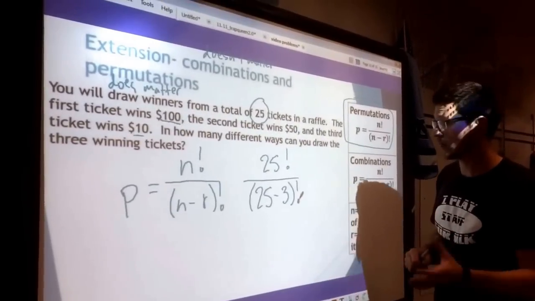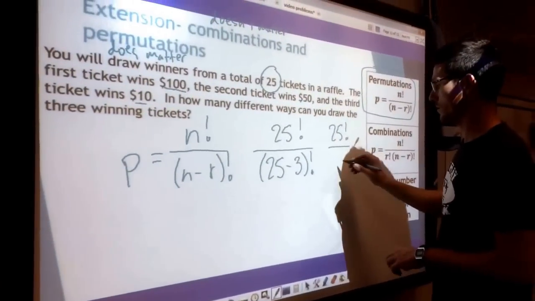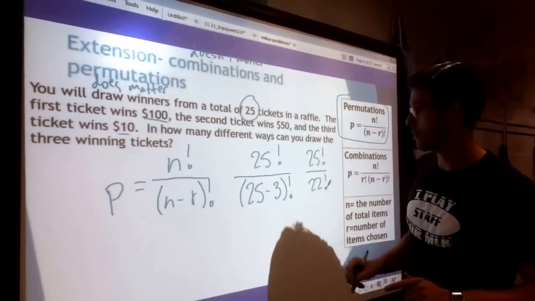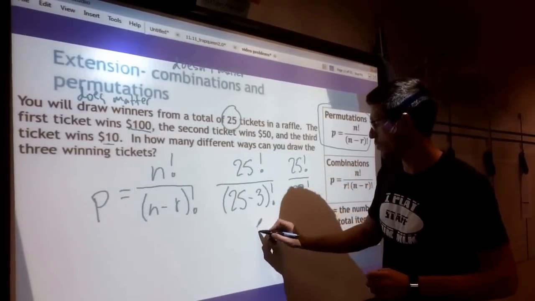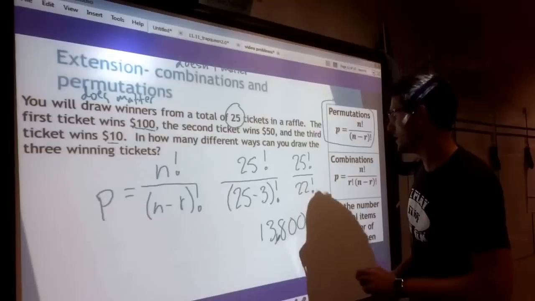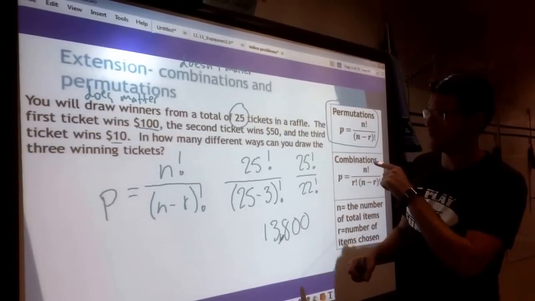Okay, and before we go to our calculator, we're going to simplify this down a little bit. 25 factorial divided by 22 factorial. And now we'll go to our calculator to solve. And after we calculate, we find that our answer is 13,800. So there are 13,800 ways that you can pick the winners from those 25 tickets.